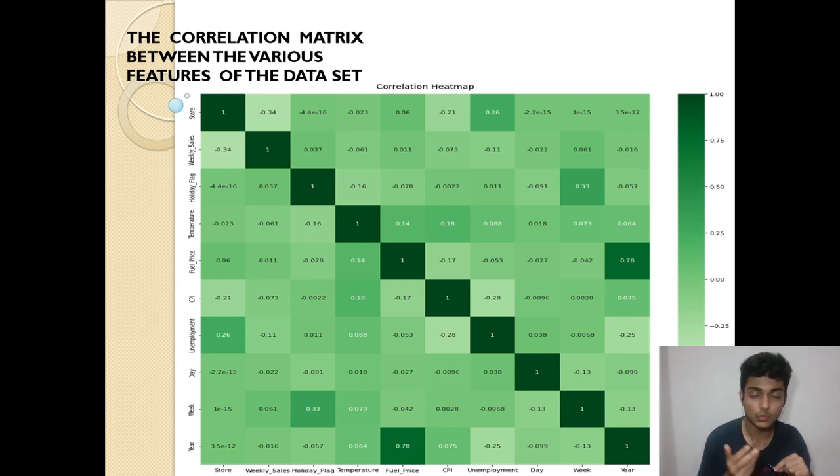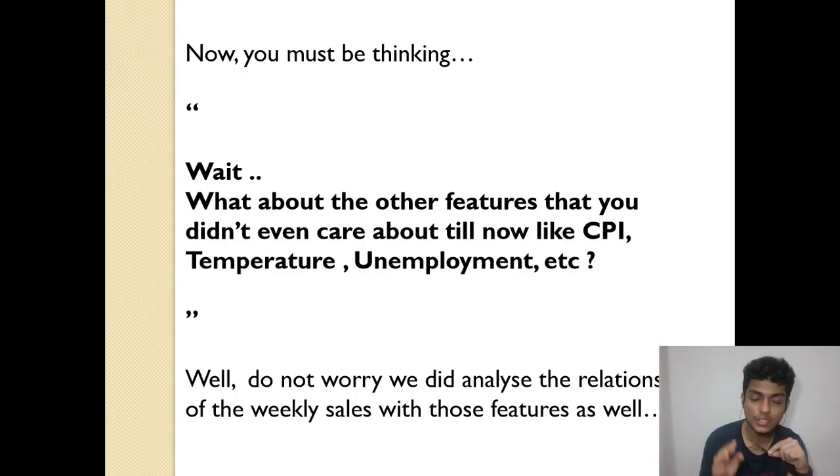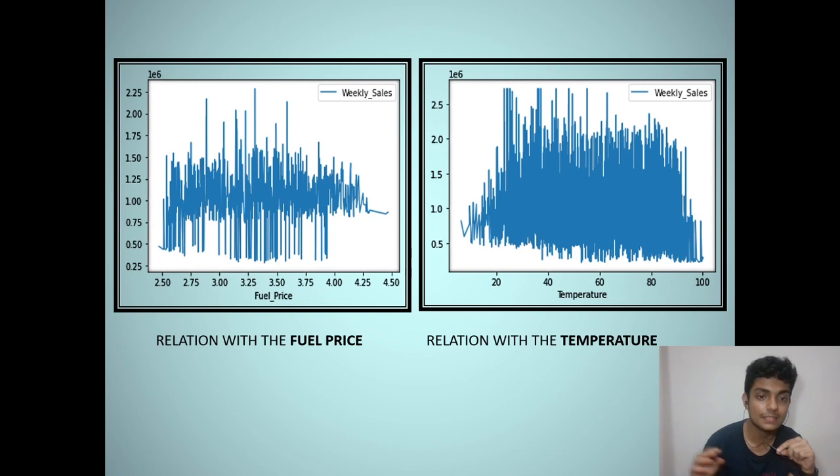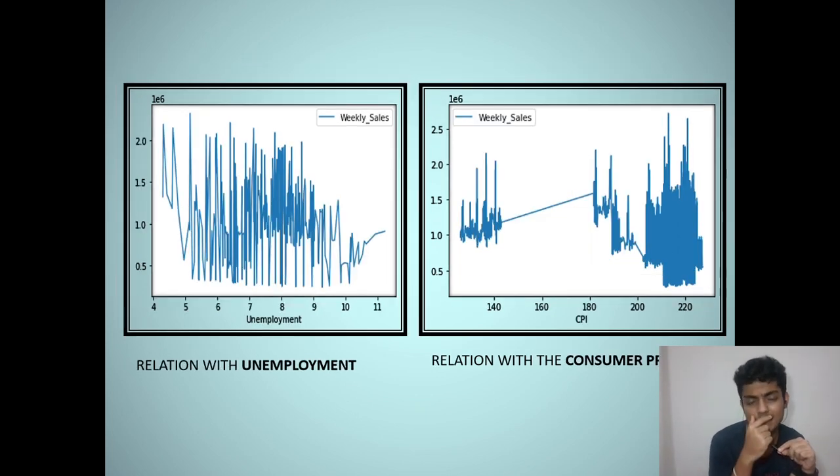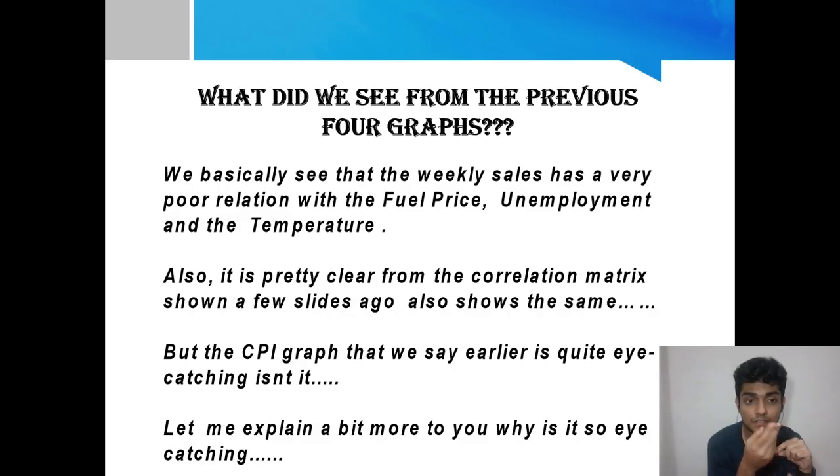Also, you might be thinking, wait a second, your team has only been focusing on holidays. What about the others? So here's the thing. We also have an analysis of fuel price, temperature, unemployment, and consumer price index. But wait a second, consumer price index is quite eye-catching, isn't it? So what did we see from the previous graphs? For the fuel price, unemployment, as well as temperature, the sales showed abrupt discrepancies all around. But in the case of CPI, what just happened? It was quite eye-catching, wasn't it? Yeah, it was. Let us look further.